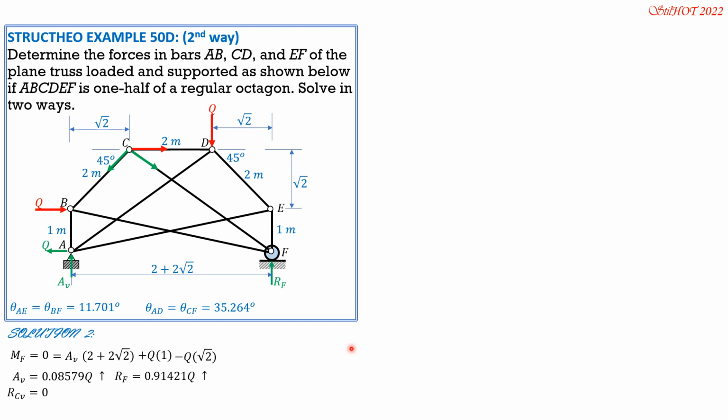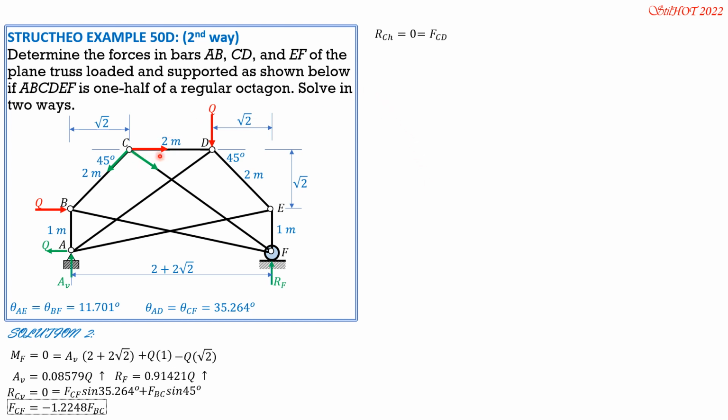So the sum of vertical forces at C is 0, downward positive. So we have FCF sine of 35.264. This angle here, 35.264, the vertical component, downward positive, plus FBC sine of 45. So we can express FCF in terms of FBC. FCF is negative 1.2248 of FBC.